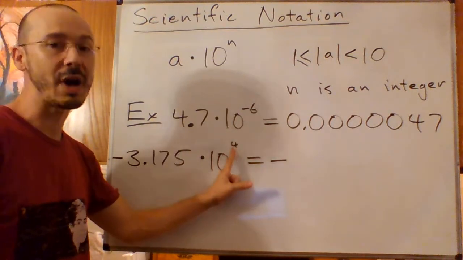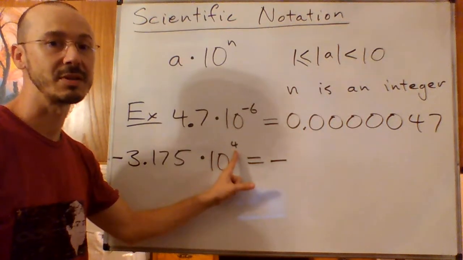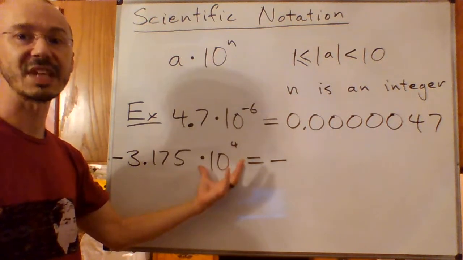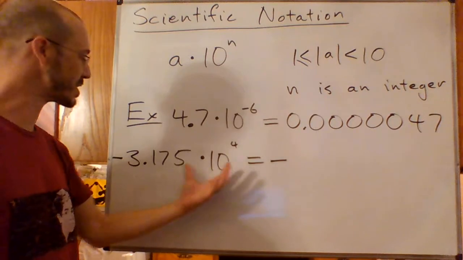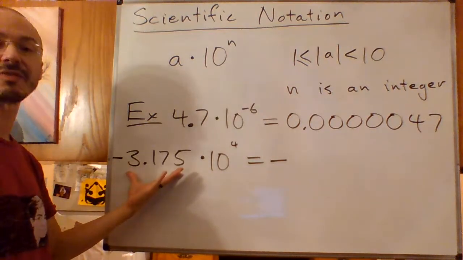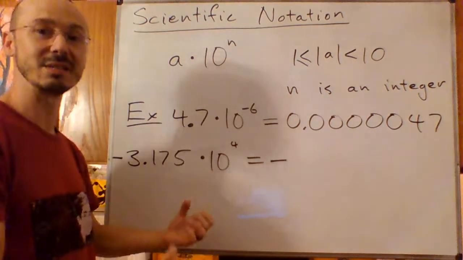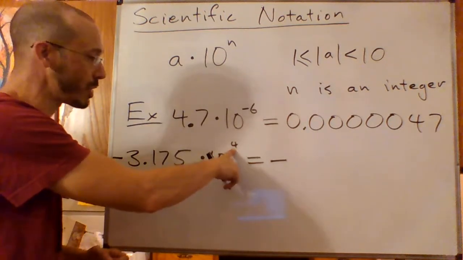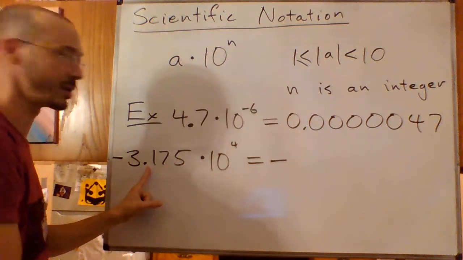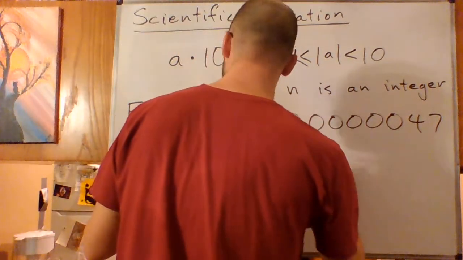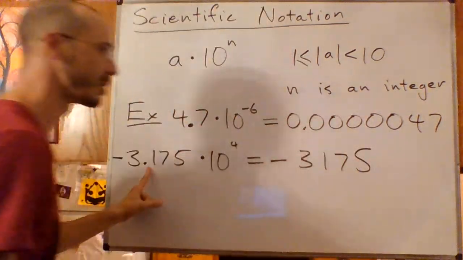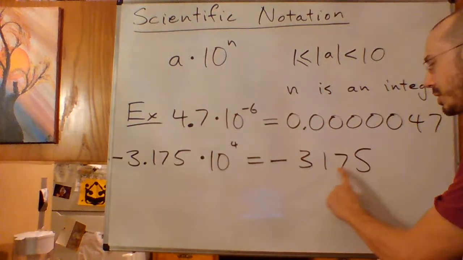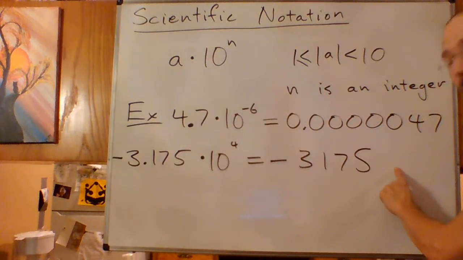But this one has a positive exponent. This is 10 to the 4th. 10,000. And what this is saying is negative 3.175 times 10,000. It's big. In particular, it moves the decimal point 4 places from where it is here. If I put my 3175, I need to move the decimal place 4 places. 1, 2, 3, 4.